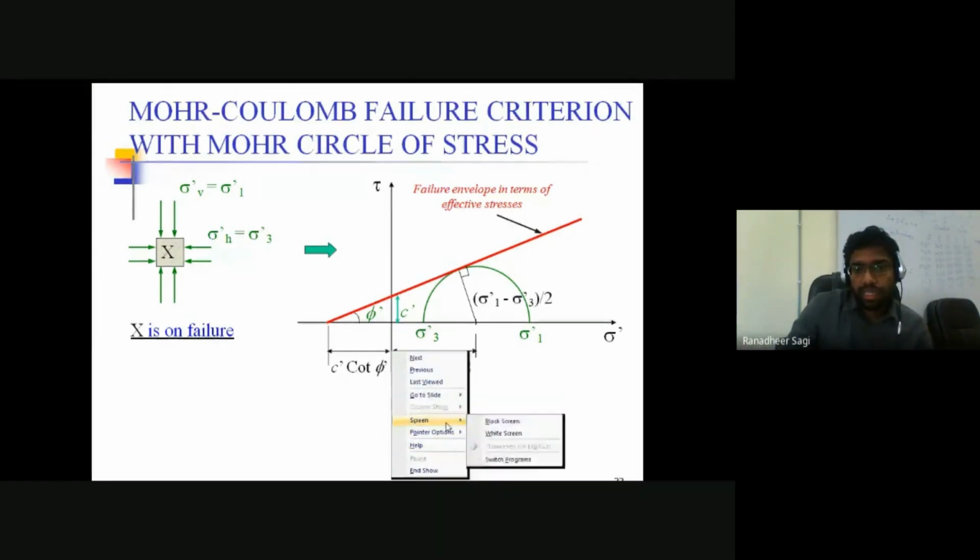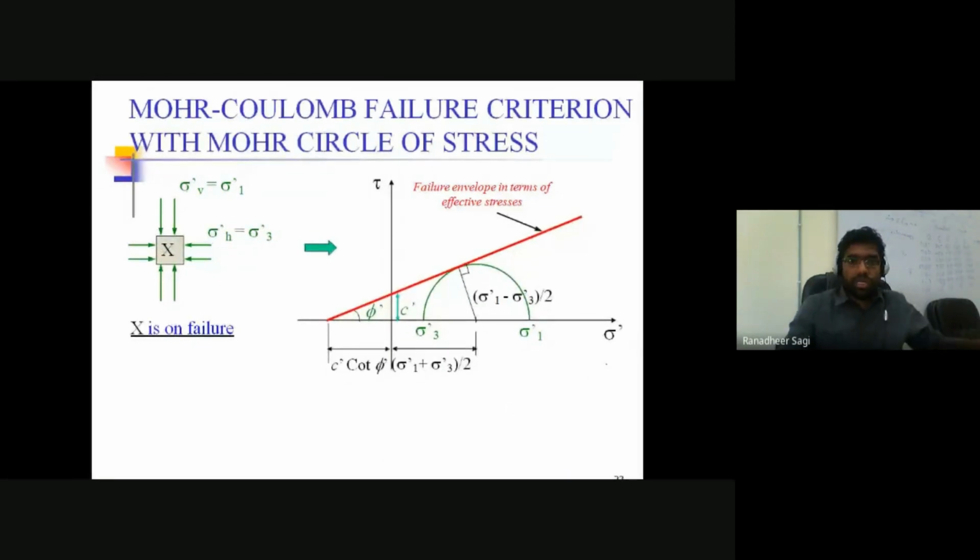Okay, so we'll look at how to get that relation. Let's say I am considering the effective stress data. In terms of the effective stress data, I have constructed the Mohr circle. With similar Mohr circles, I'll get a failure envelope like what is represented here. If I extend that failure envelope beyond the intercept it makes with the vertical axis, somewhere the failure envelope is going to meet the horizontal axis.